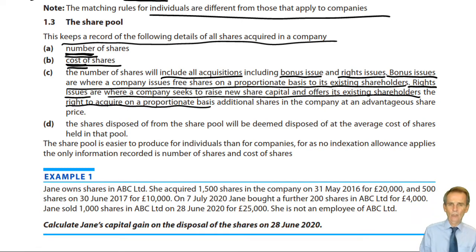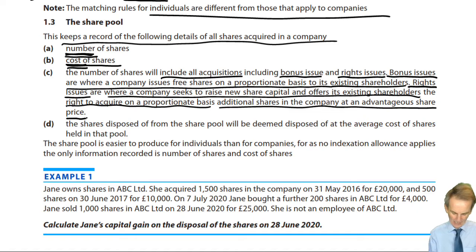I've got 50,000 shares and a 1-for-5 rights issue is made. If I choose to take up that rights issue, 1-for-5, I've got 50,000, so 1-for-5 will be another 10,000 shares. Only this time, there will be a payment. There will be a price to pay, because what the company is seeking to do is to raise new additional share capital. So on a proportionate basis, additional shares in the company at an advantageous share price. Now again, we don't have to worry about where these numbers come from. They're given in the question.